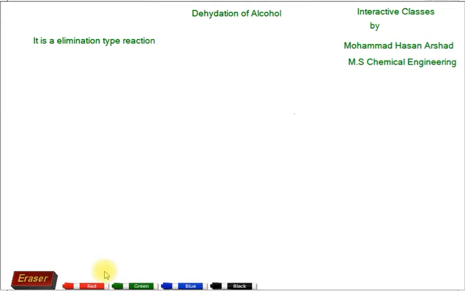So why do I start with dehydration of alcohol? Just to give you a taste. If you like my way, then if I find time, I can make more videos starting from the fundamentals, the basics of organic chemistry, and then we can move on. You can see dehydration of alcohol is in the middle of organic chemistry. Dehydration of alcohol is basically an elimination type reaction, right? When we dehydrate, it means we are trying to remove water. So let's start with a simple example.